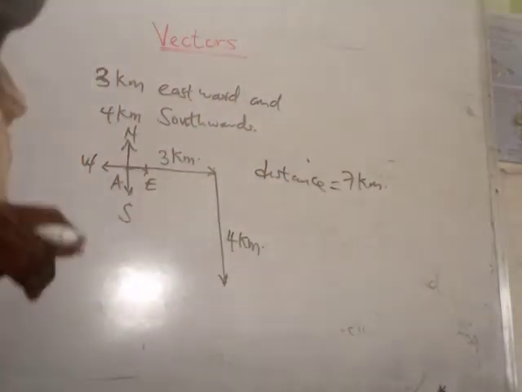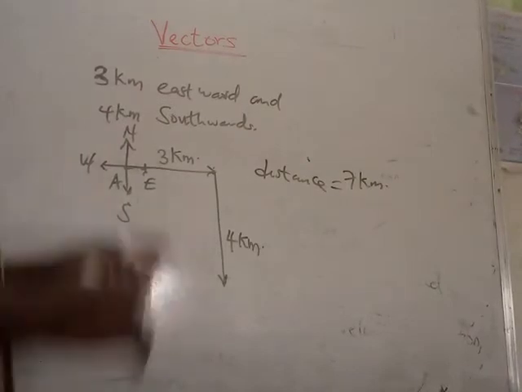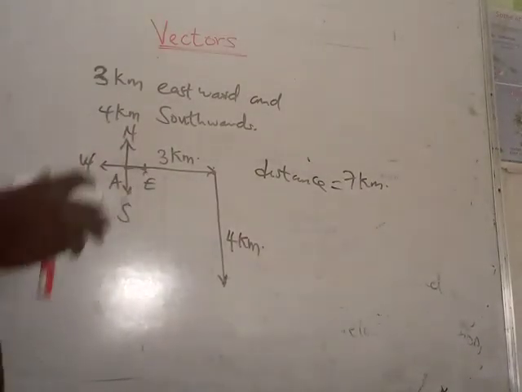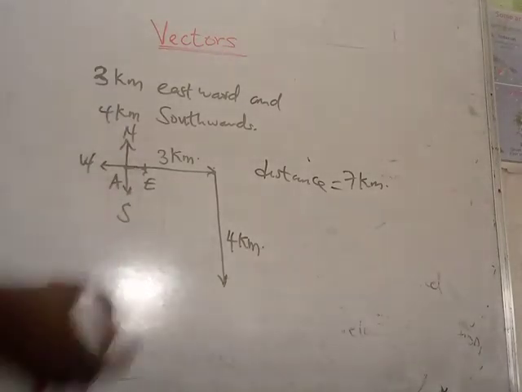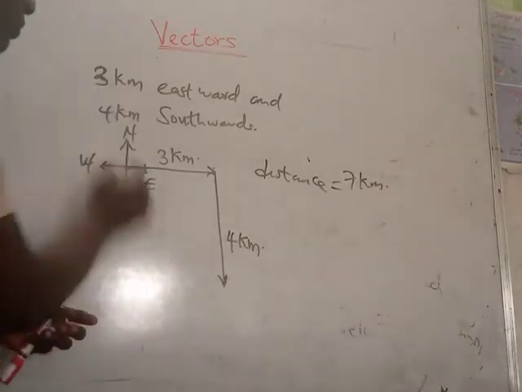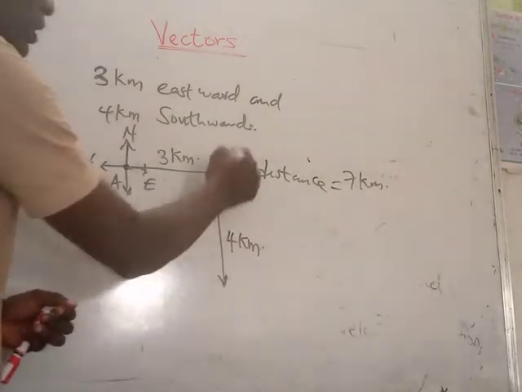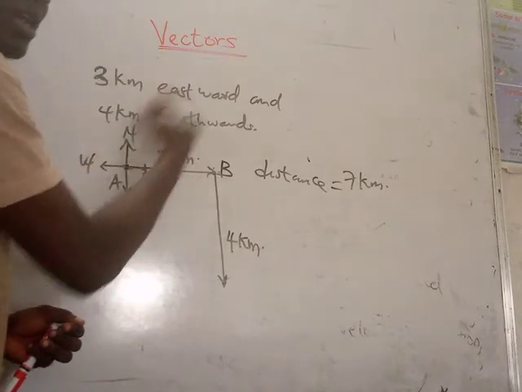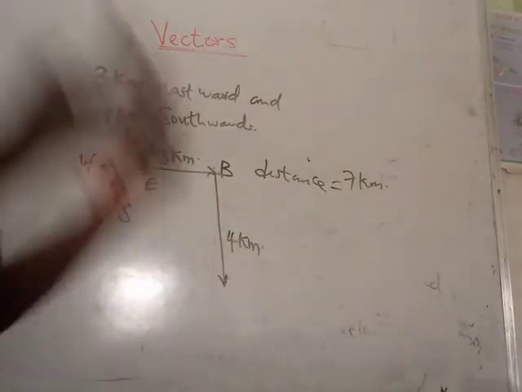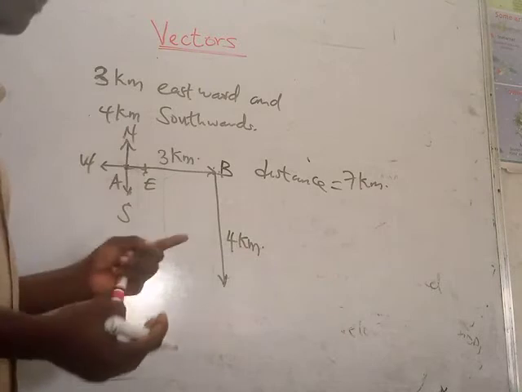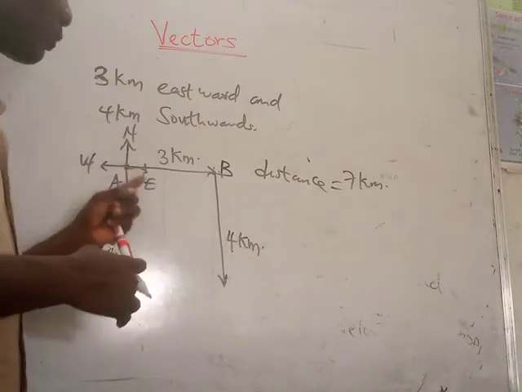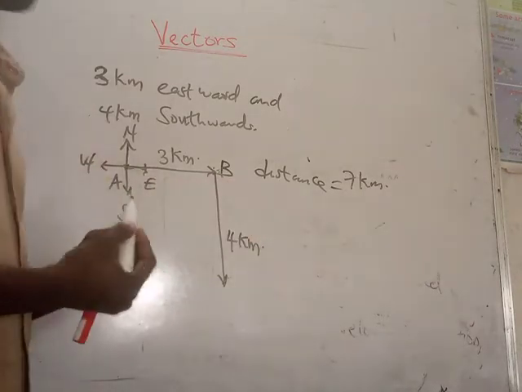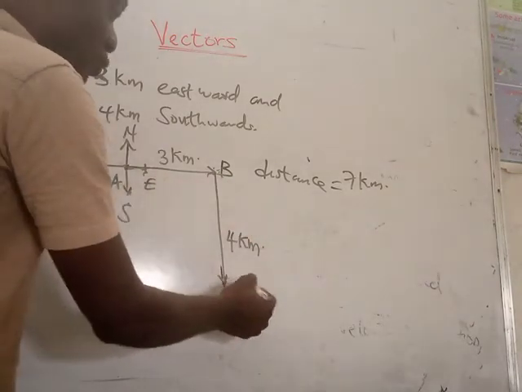But displacement, as a vector quantity, you have to take into consideration. When an object is displaced, it means that you look at its final position from its original position. For example, this is where the boy started from. Let's call this B. He moved from point A to B, 3 kilometers eastward. Now you see that as I want to find the displacement of the boy from his starting point, I am taking into consideration the direction in which he is moving. Then 4 kilometers down south to point C.